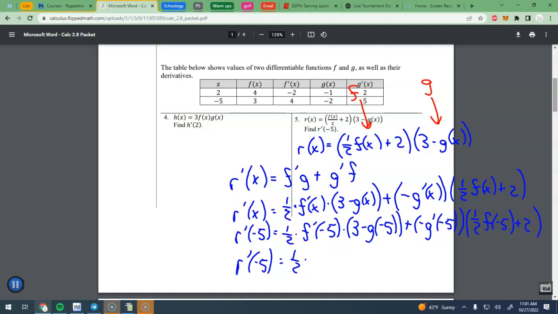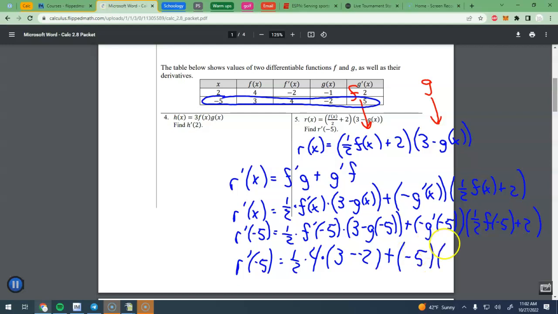I've got my 1/2 f prime of -5. So -5, now we're in this row. F prime is 4, times 3 minus g of -5. So g of -5 is g, not g prime. G of -5 is -2. Plus negative g prime of -5. G prime of -5 is 5. This is -5. 1/2 f of -5 is 3.